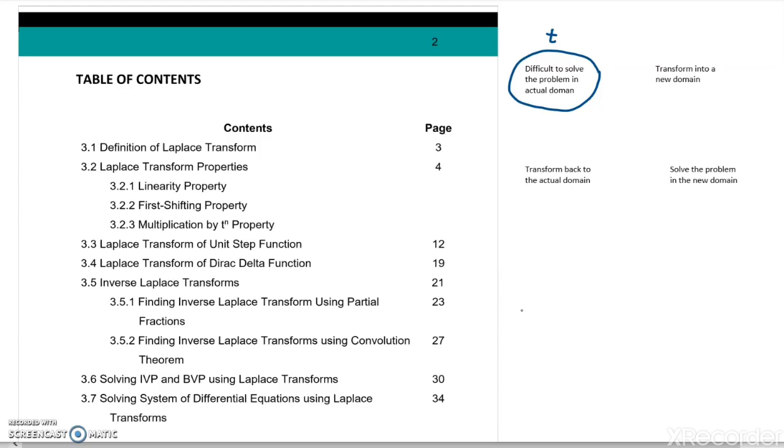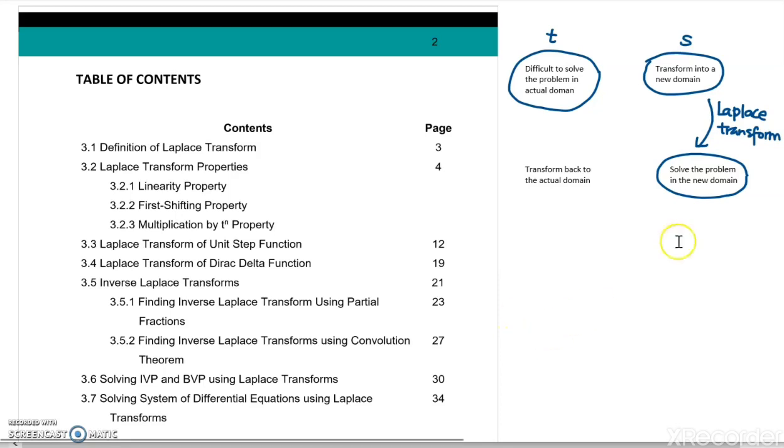So what we do in the Laplace transform is we transform the problem into a new domain. In terms of Laplace, the domain is S. We rewrite everything from T to S, and then we solve the problem in that new domain S. The process here is the transformation, so we solve the problem by the Laplace transform. At this stage we find the solution in terms of S.